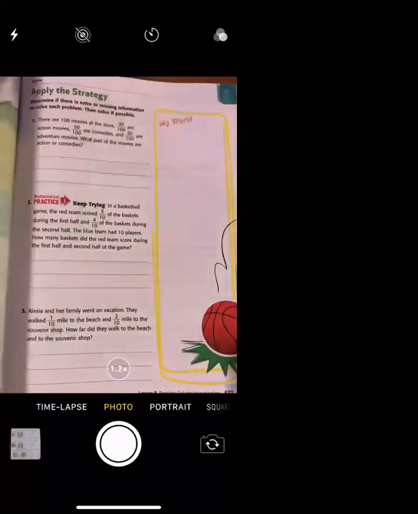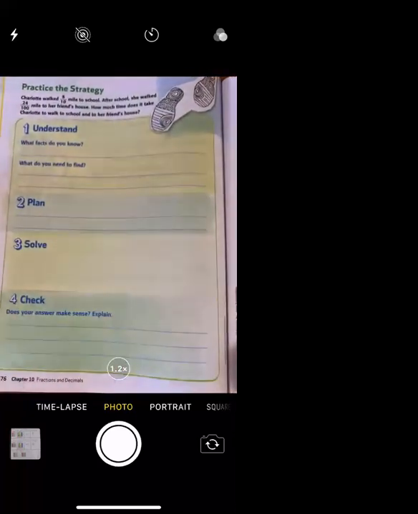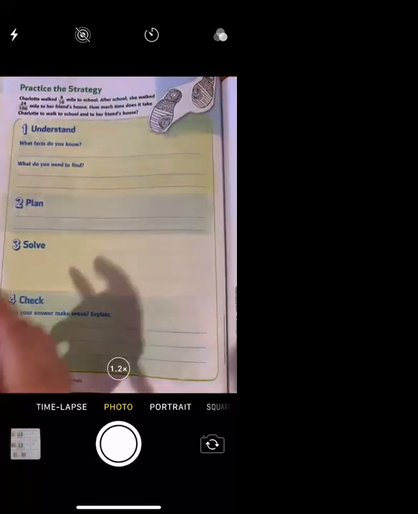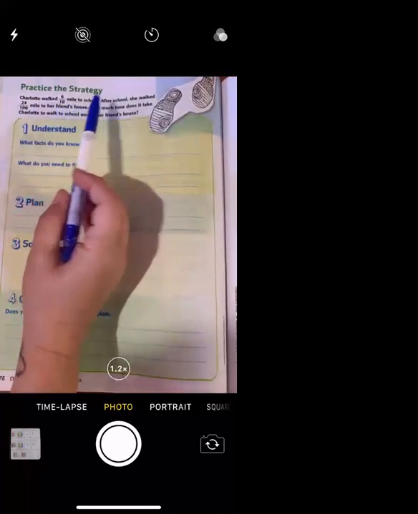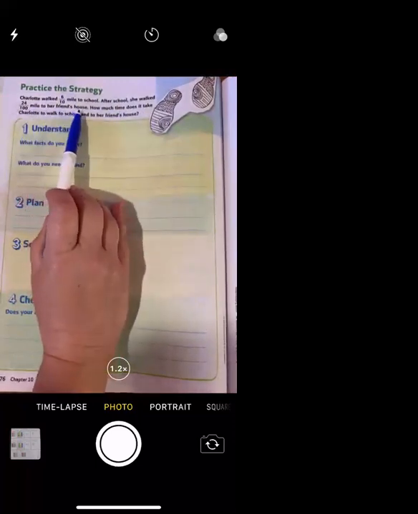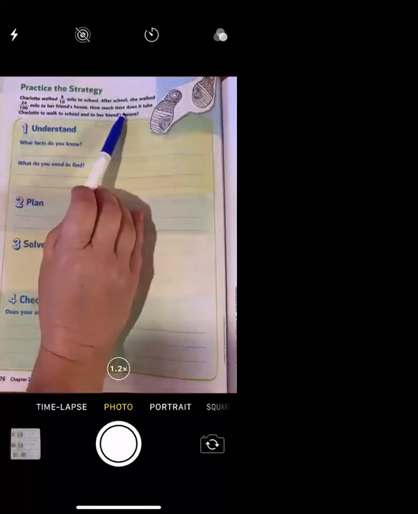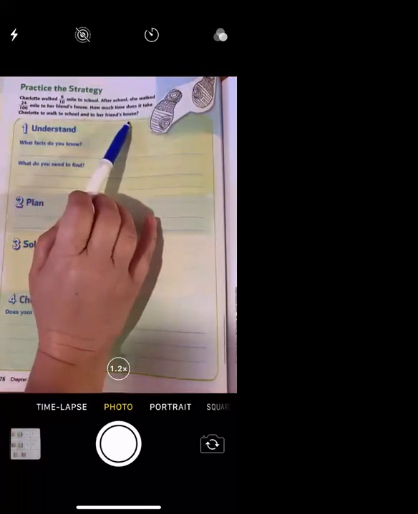All right, let's take a look at the second question. Okay, so it says practice the strategy. Charlotte walked 6/10 of a mile to school. After school, she walked 24/100 of a mile to her friend's house. How much time does it take Charlotte to walk to school and to her friend's house?